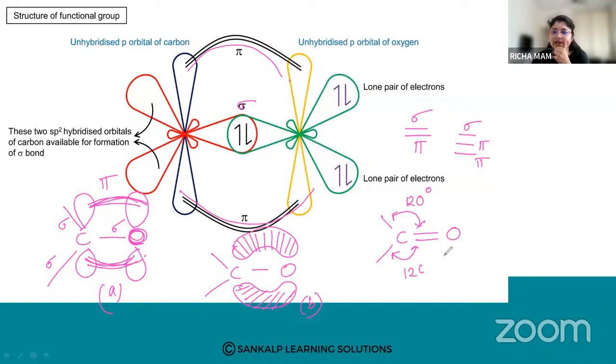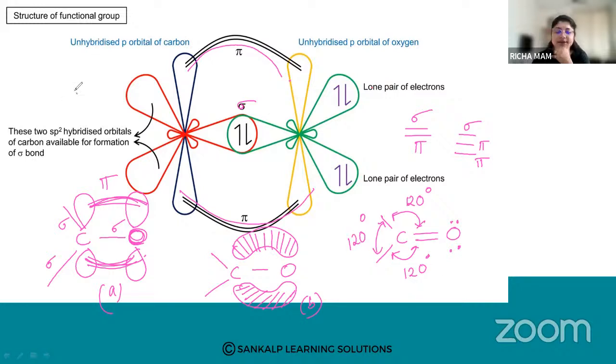Okay, it is 120 degrees. So oxygen has its lone pair of electrons, so the angle between these atoms is 120 degrees. The bond angle is approximately 120 degrees, and it has a planar structure.